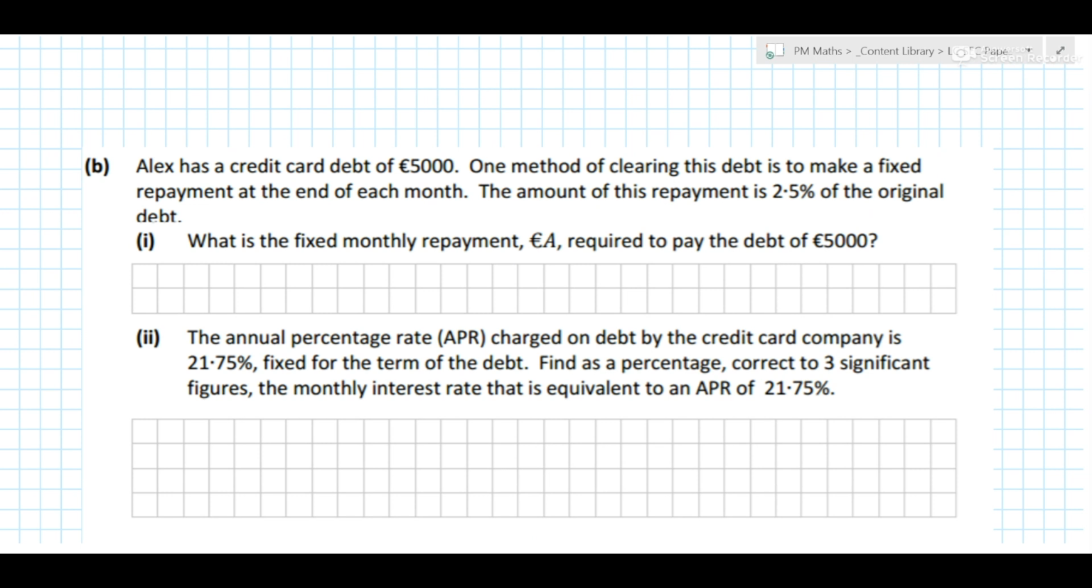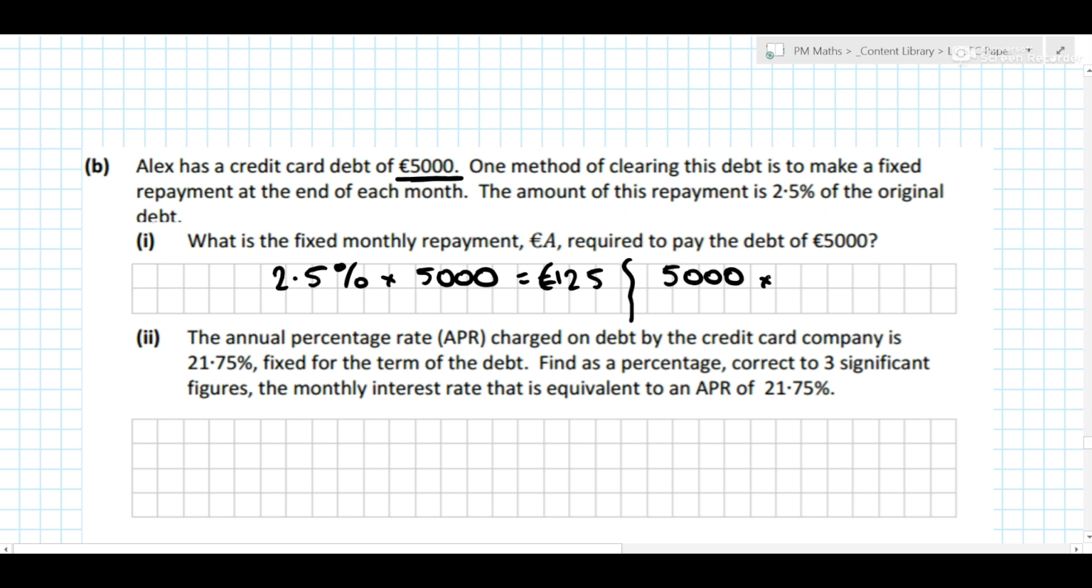The question asks, Alex has a credit card debt of €5,000. One method of clearing his debt is to make a fixed repayment at the end of each month. The amount of this repayment is 2.5% of the original debt. So it's 2.5% of that number. It's not a sum that changes at all. So 2.5% multiplied by €5,000, making sure to use the percent button on your calculator, and you can get that. Of course, there are many other ways of doing it. You could do 5,000 by 0.025, and you'd get 125.